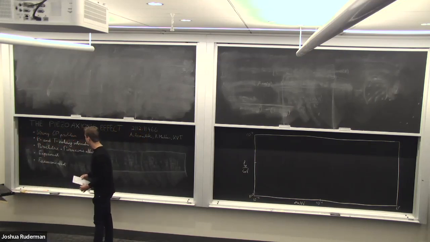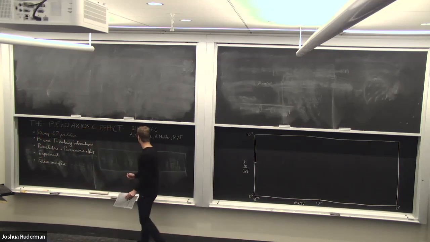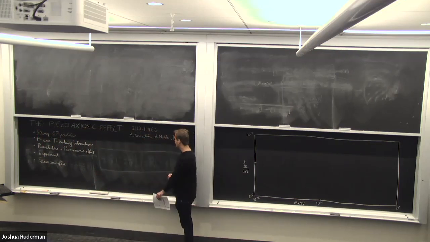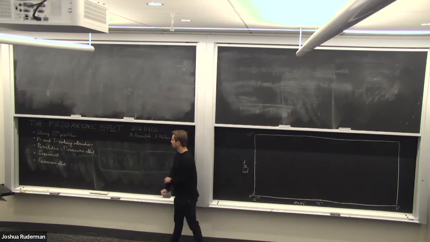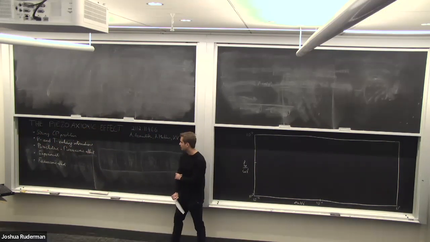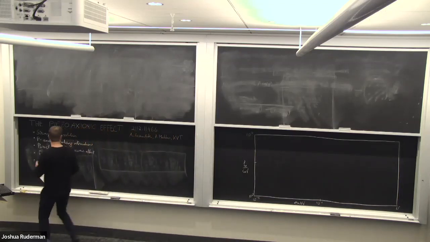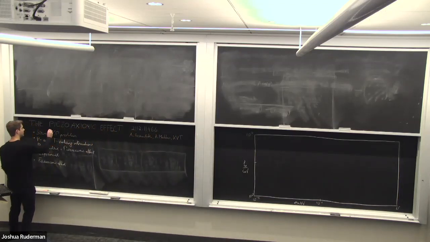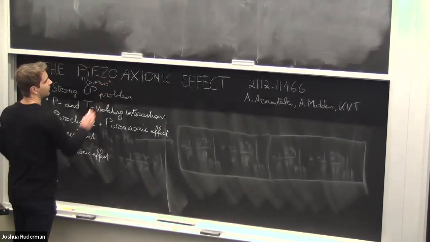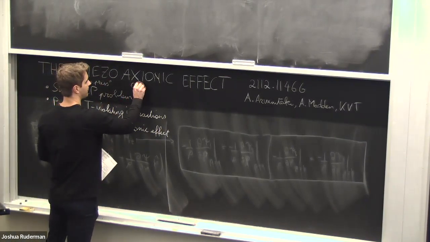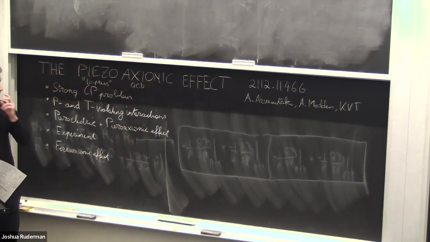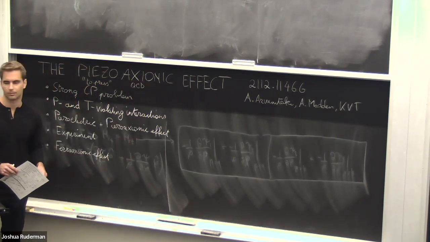So today I'll talk about work that I've been doing with Mina Arvanitaki at Perimeter and Amalia Madden, who's a graduate student also at Perimeter. That was put on the archive on that reference. So it's called the Piezoaxionic Effect. Piezo comes from Greek and it means to press or to squeeze. And so our main idea is that the QCD axion can generate a mechanical stress in a material and can literally press a material.